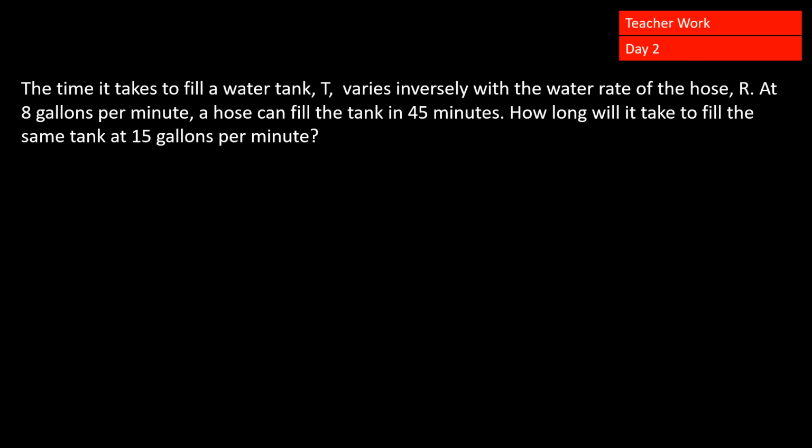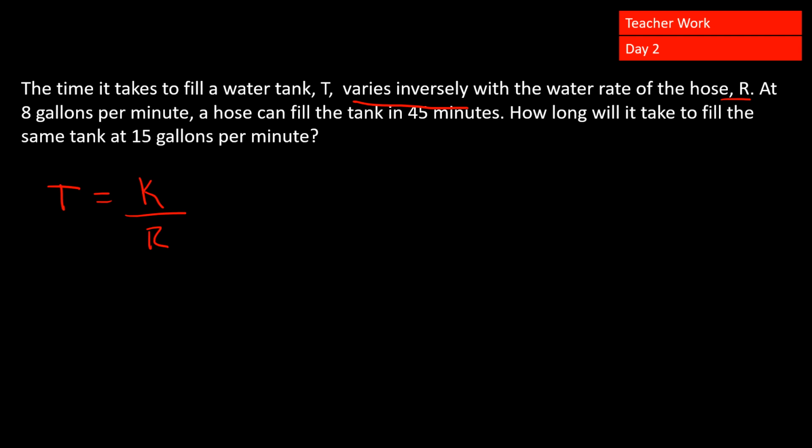So let's try this problem here. It says the time it takes to fill a tank, T, varies inversely. So as soon as I see this, I want to start coming up with an equation. So I know that T is going to vary inversely with the rate of a water hose, R. Inversely, you recall, would be k over our value R. Okay? And then it gives us some points here.